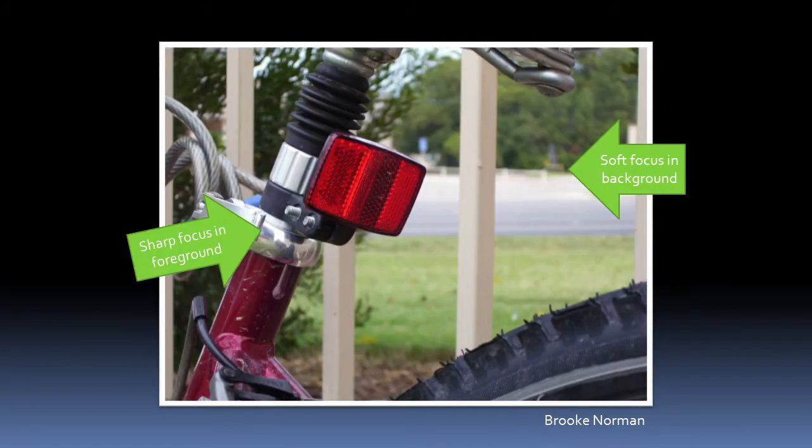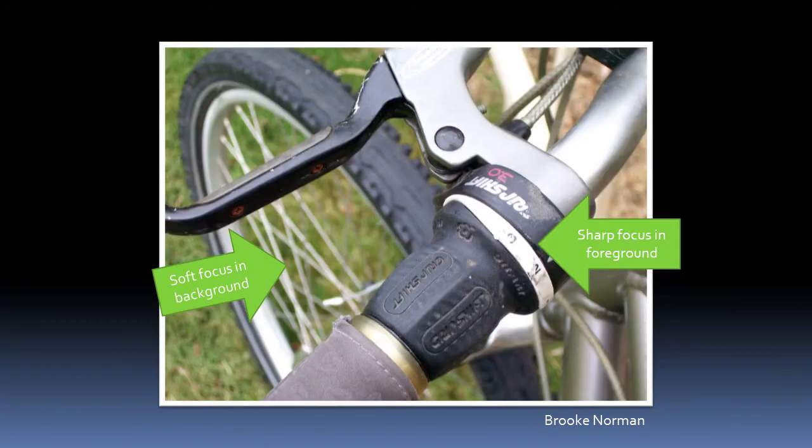Here you see an image where the sharp focus is in the foreground, but as you look to the background, the trees and the other scenery are quite blurred. Here is another example. Sharp focus on the handlebars in the foreground, but the focus softens as the object gets further away. Notice too the leading lines created by the handlebar and the brake handle.